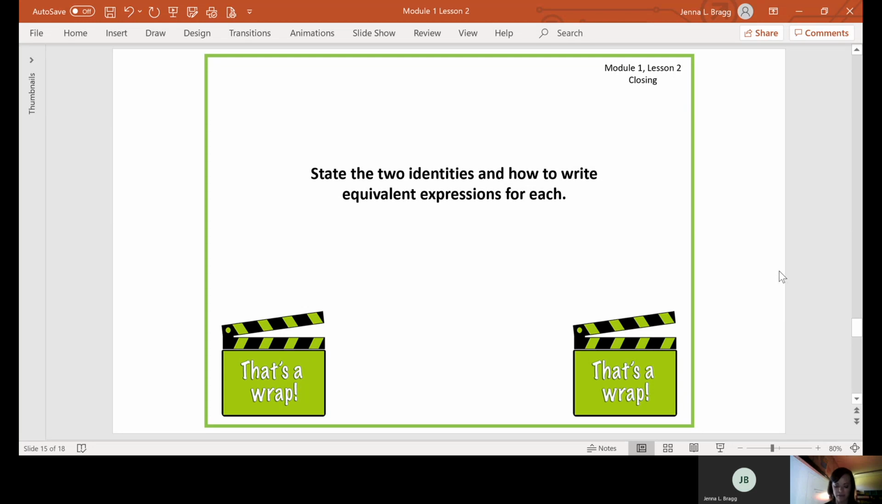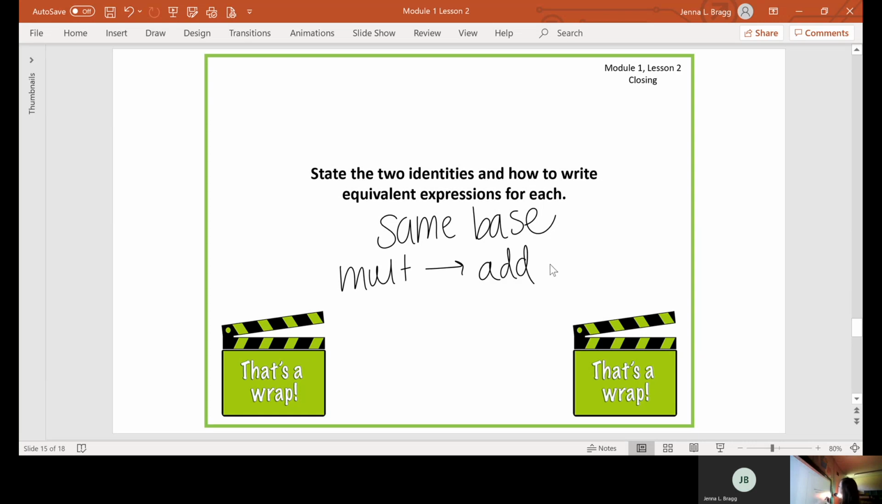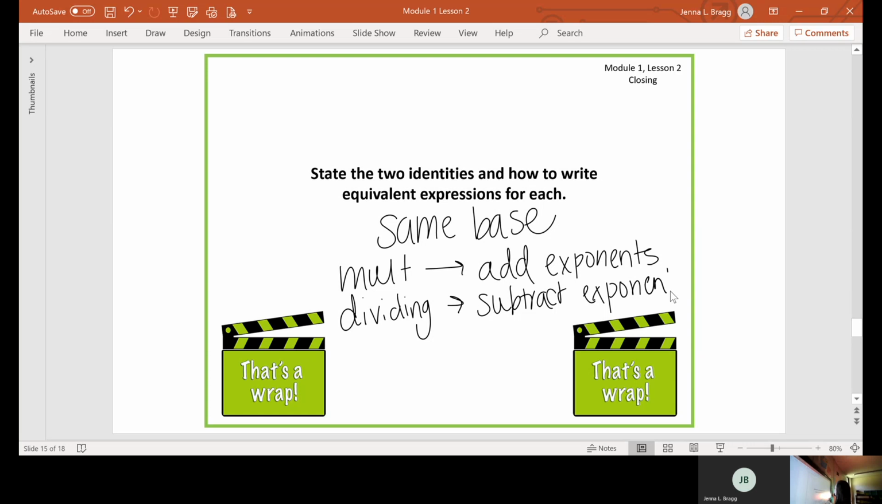And that is multiplying and dividing exponents with the same base. As long as they have the same base, when you're multiplying, add your exponents. When you are dividing, subtract those exponents. And that's it.